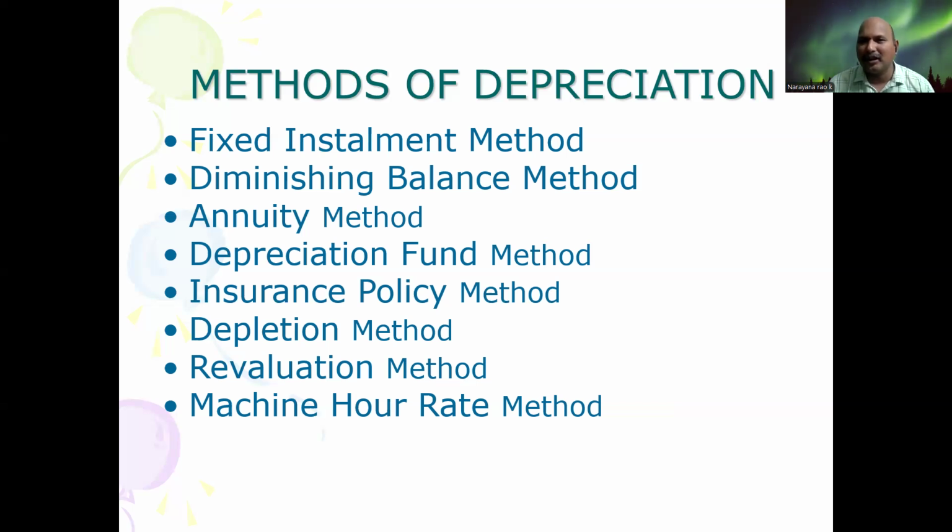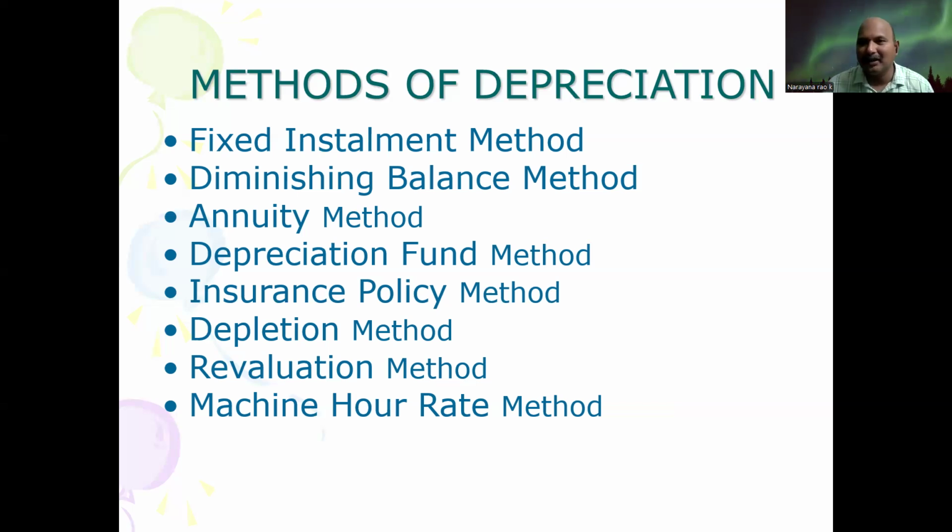Annuity method. This annuity method is generally used for lease purposes. When you take a lease, you want to repay the lease amount every year. After 5 years, the lease will become zero. For that purpose, we calculate the annuity method. And depreciation fund method. It is one of the best methods for replacement of assets.